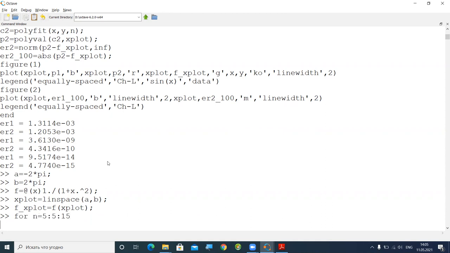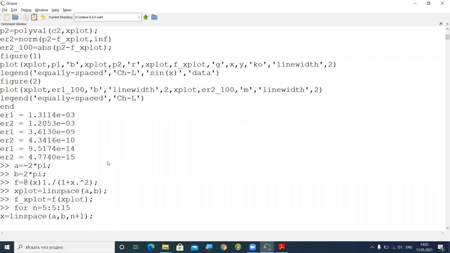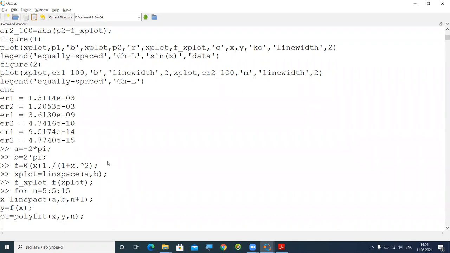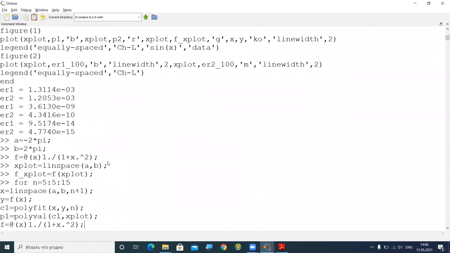And then for equally spaced nodes, we have x. This is for equally spaced nodes, and evaluate the function. Then C1, the corresponding polynomial interpolation, with polyfit, is the common command. Then P1, polyval evaluates the polynomial, and then error 1 with uniform norm. Here you can see, this is the difference of P1 and the value of the F function at x plot.